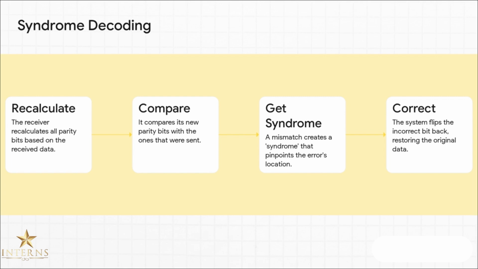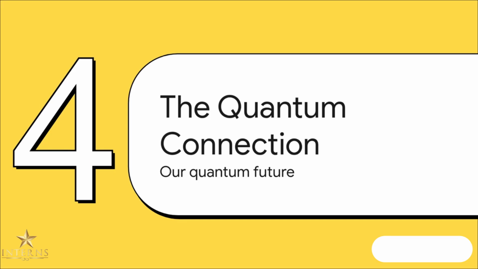And this number, this is the magic part. This syndrome number is literally the address, the exact position of the bit that got flipped. Once it knows the location, the system just flips the bit back and bam, data fixed. It's incredible. Now, this all might sound like old news, right? Cool, but settled science. Well, get this.